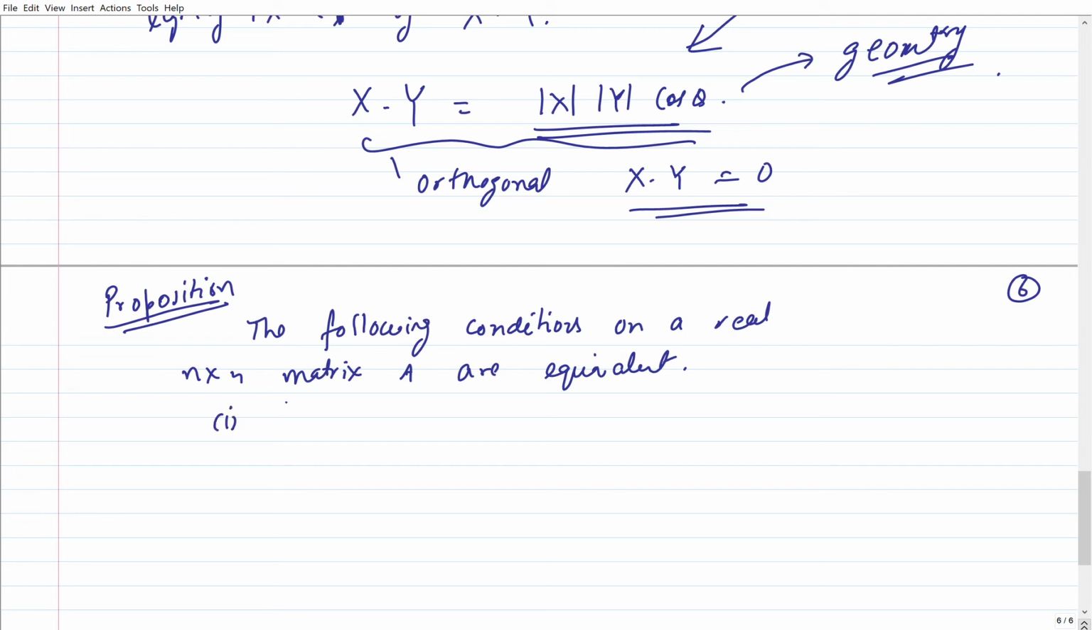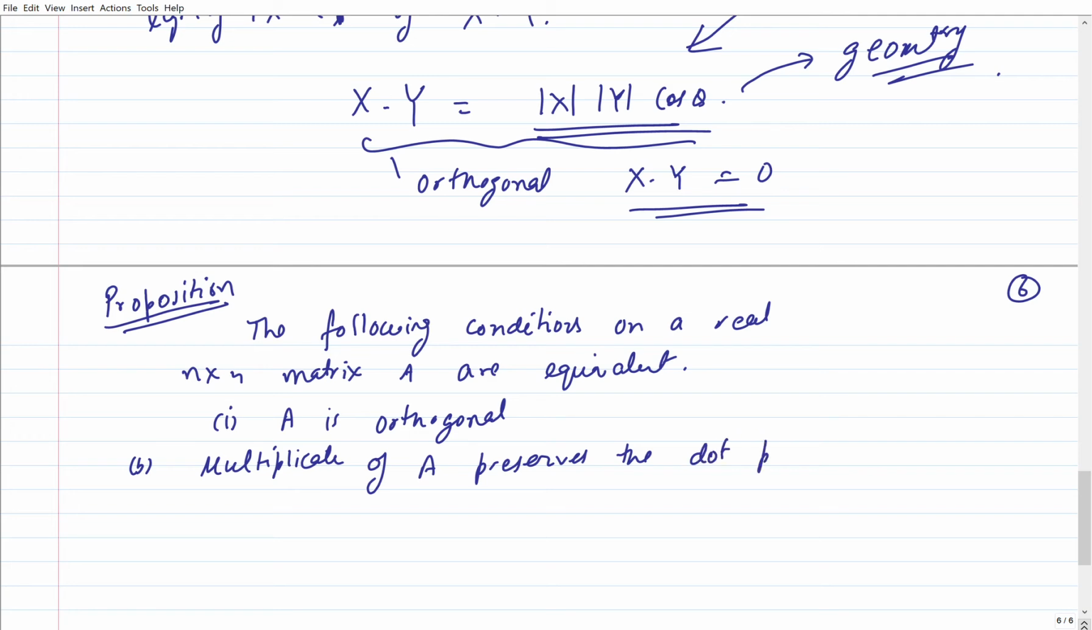A is orthogonal, multiplication by A preserves the dot product, and what else?